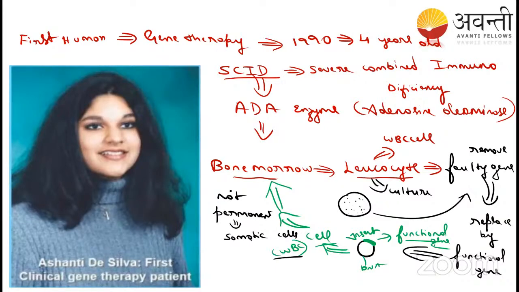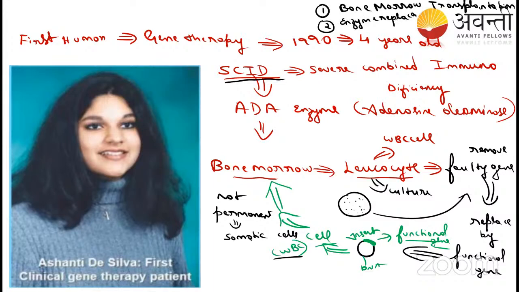So for that reason, there are two methods for the treatment of this kind of SCID. The first one is bone marrow transplantation. Student, bone marrow transplantation. And the second one is enzyme replacement treatment.